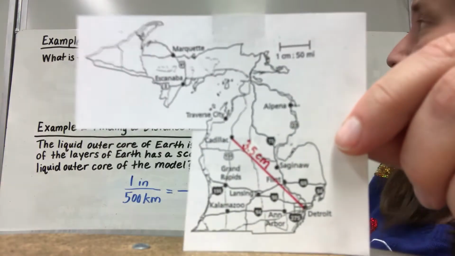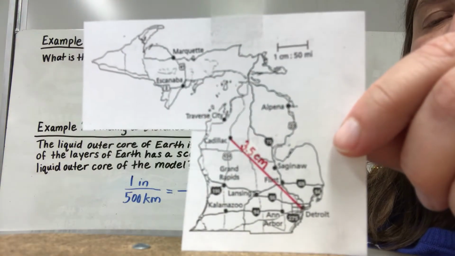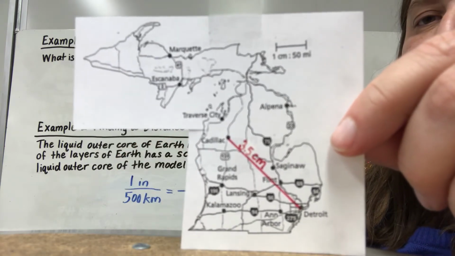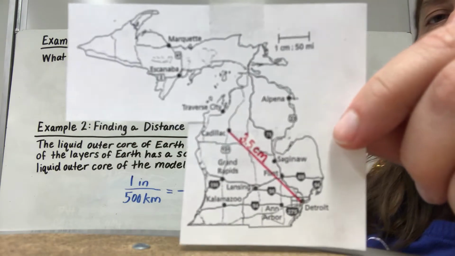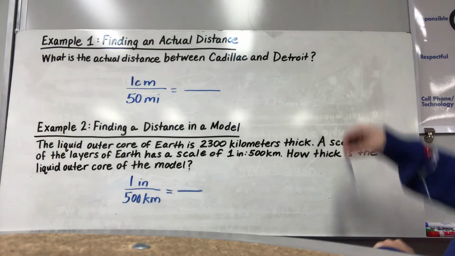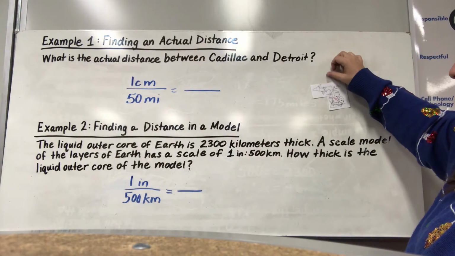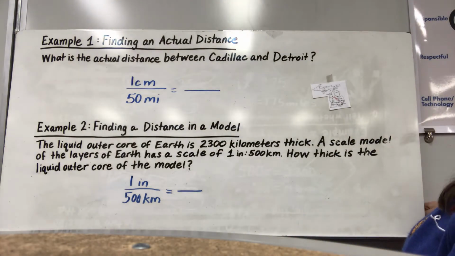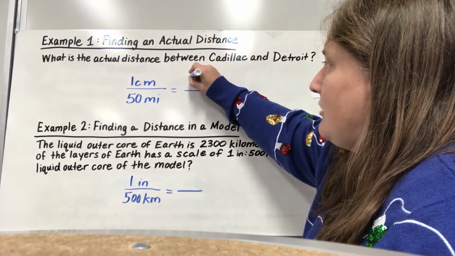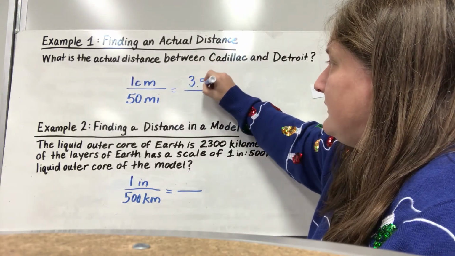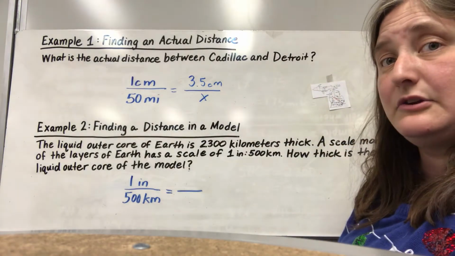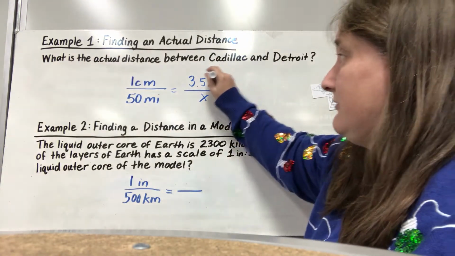I'm trying to find the distance between the two towns of Cadillac and Detroit. I've already drawn a line between those two towns and measured it, and it was about 3.5 centimeters. So I know that the scale for the map itself is 1 centimeter equals 50 miles, and the distance that I'm looking at is 3.5 centimeters, and I'm trying to find the actual distance. So I'm setting up a proportion here, and now I can use my cross products to find the answer to this proportion.